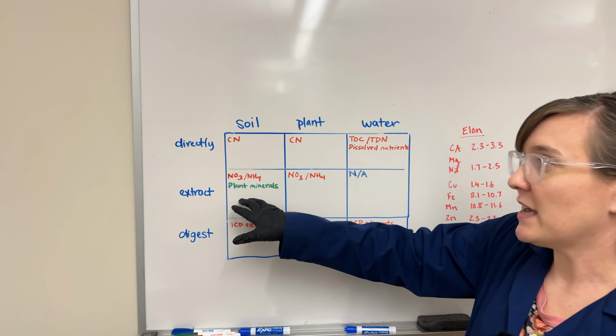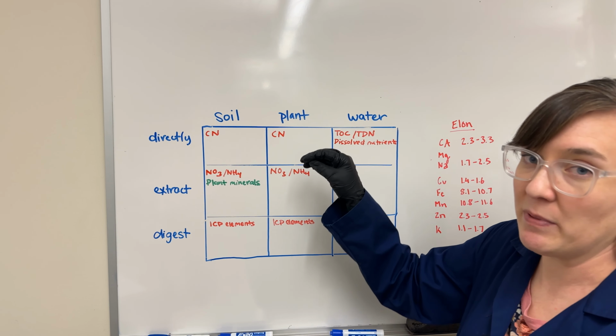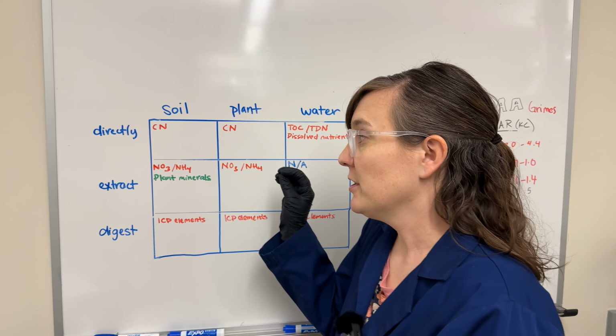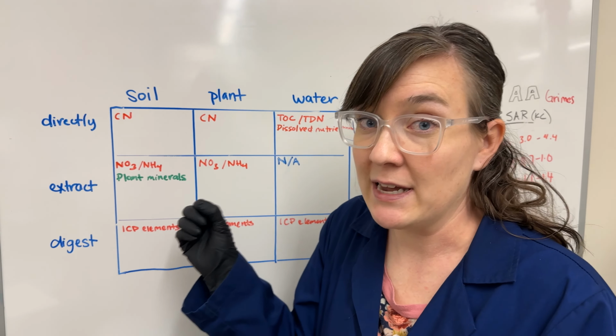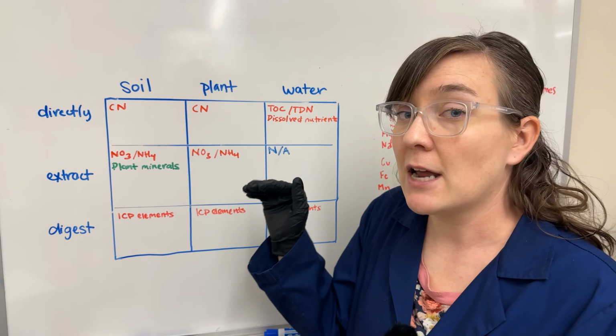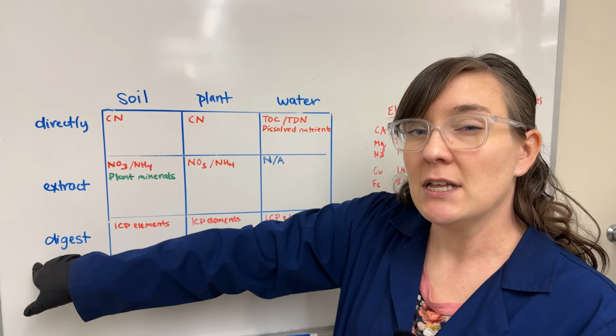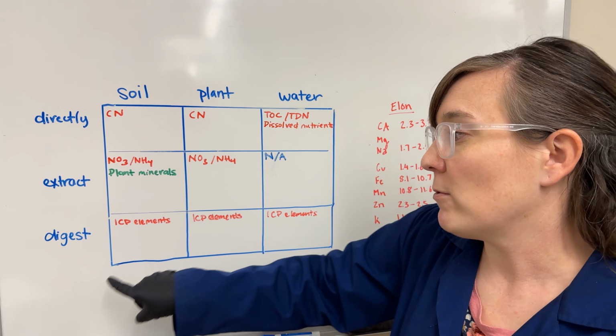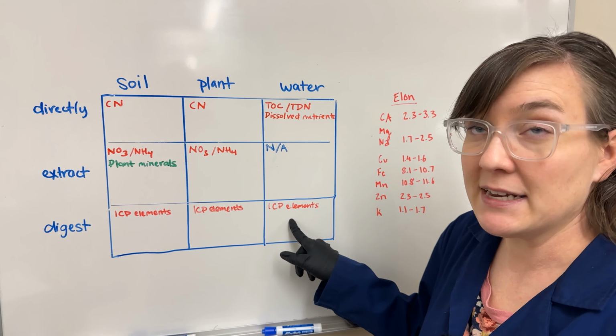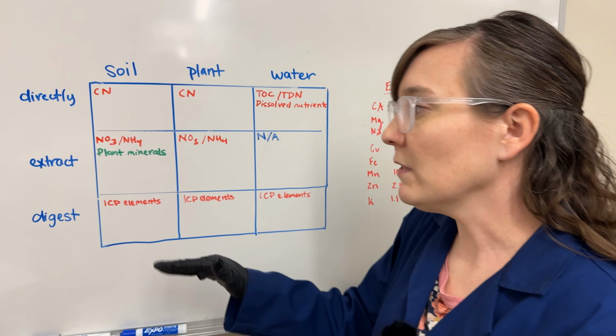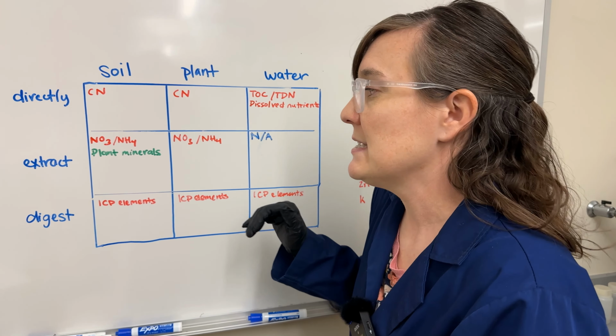But this extraction process is going to take the soil and the plant and turn it into a liquid that we can run on the instrument. Now, it's not going to completely dissolve all of the tissue. That would be a digestion. That's what we do in the microwave, and that's what we would do for measuring the ICP elements on each of the different sample types.